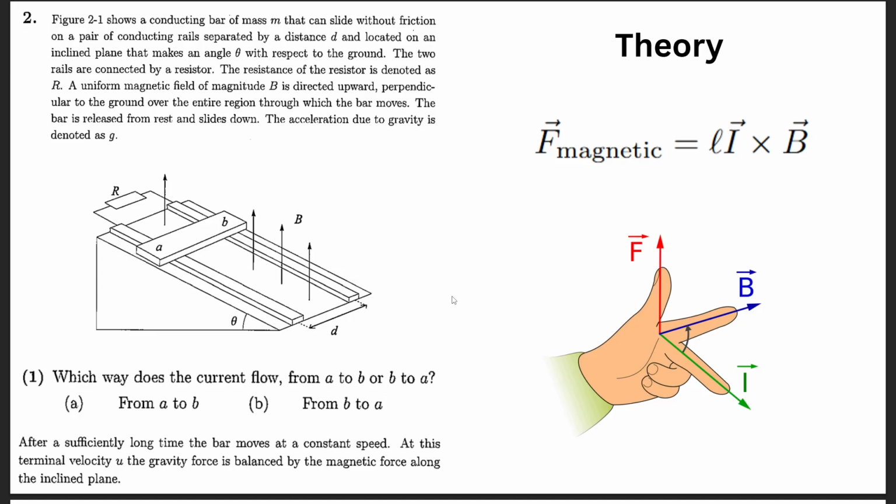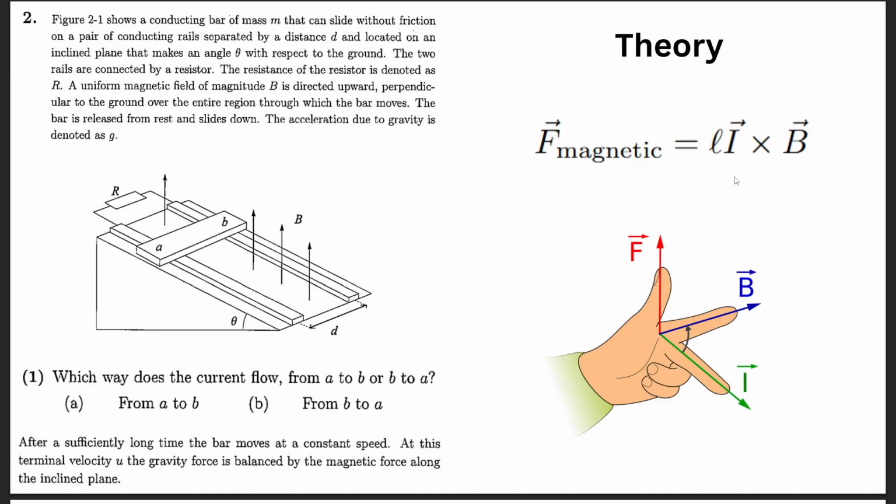And the theory that you have to know is that the force that is caused by this magnetic interaction is F = L, the length of the bar, times the cross product of I and B. And to find the direction of F, we can use the right hand rule. So you can use the method of this image, but there is an easier way. And the key is the order of the cross product.